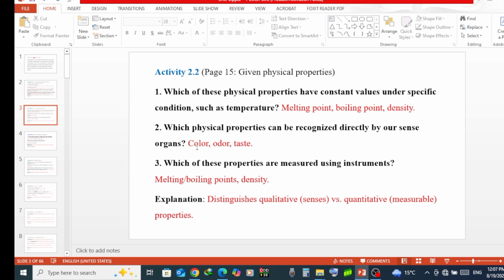Color using our eyes, odor using our nose, and taste with our taste buds in our tongue. We can differentiate these using our sense organs.